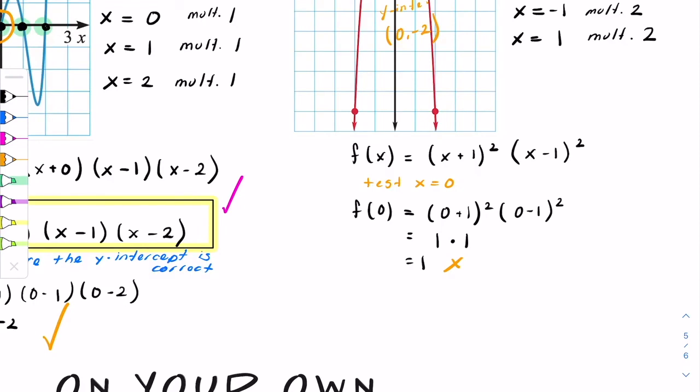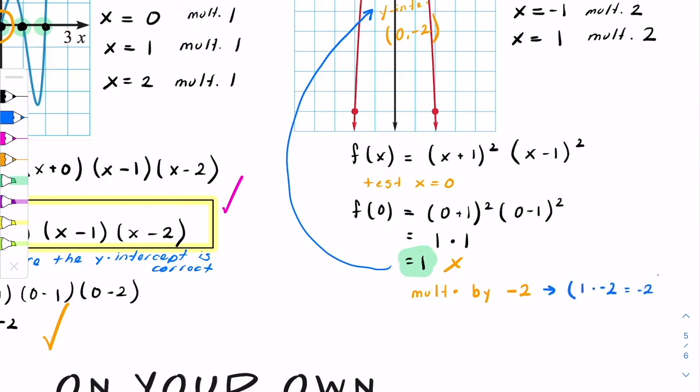So what can we do to this value right here to get it to match our y-intercept, which is at -2? In other words, what can we multiply 1 by to make it equal to -2? And the answer to that would be multiply this by -2. That would give us the equation of 1 times -2, which is equal to -2.